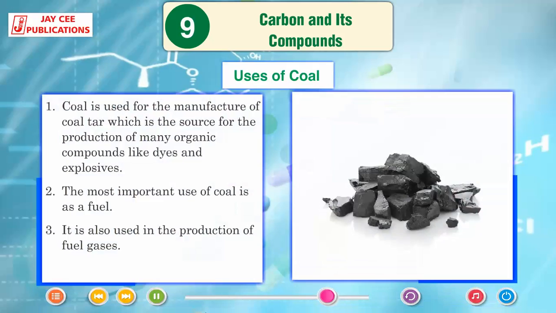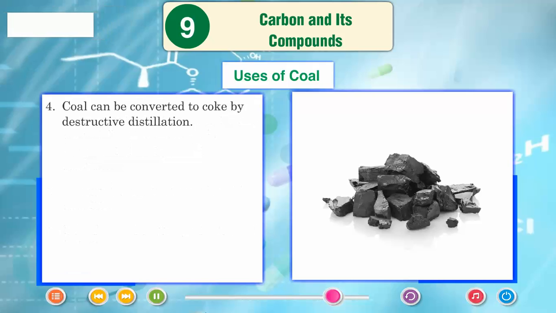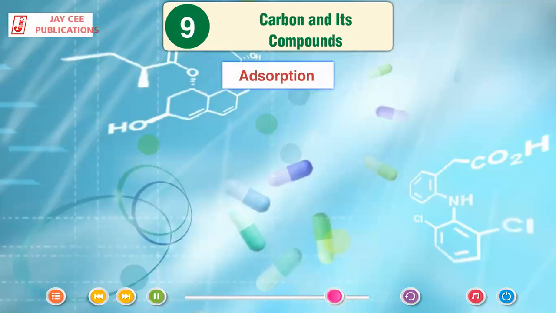Uses of coal. Coal is used for the manufacture of coal tar, which is the source for the production of many organic compounds like dyes and explosives. The most important use of coal is as a fuel. It is also used in the production of fuel gases. Coal can be converted to coke by destructive distillation.